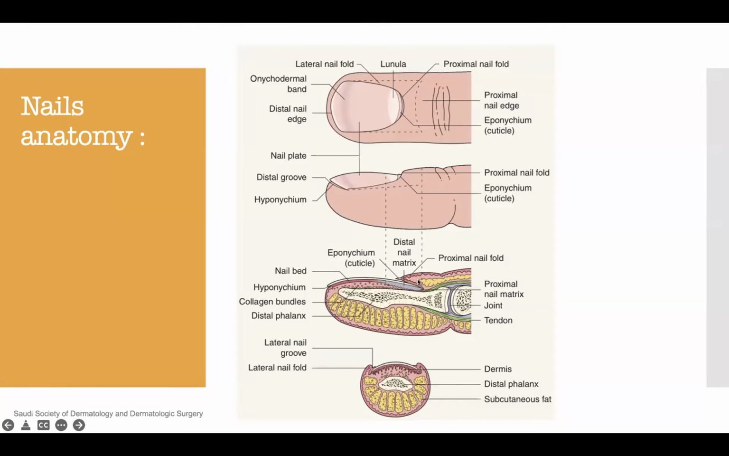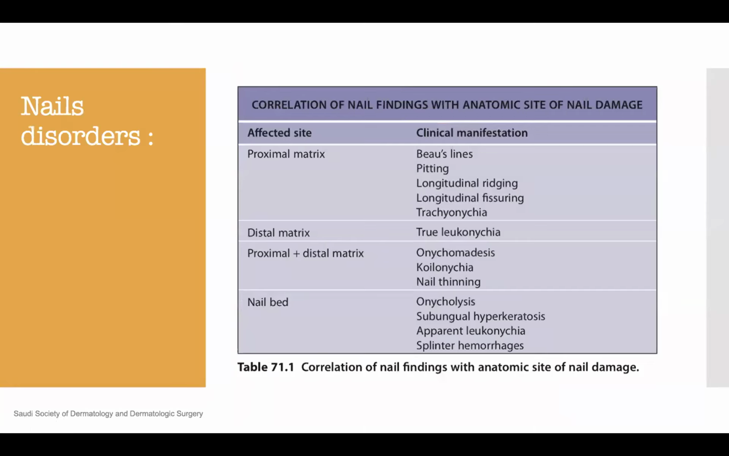Why are we mentioning all of these? Because nail disorders are related to nail anatomy. So, correlation of nail findings with the anatomic site of nail damage. If the proximal matrix is affected, Beau's line, pitting, ridging, and fissuring, trachyonychia are the findings. If the distal nail matrix is affected, we can find true leukonychia. If the proximal and distal, we can find onychomadesis, koilonychia, and nail thinning. And also, if the nail bed is affected, we can find onycholysis, subungual hyperkeratosis, apparent leukonychia, and splinter hemorrhage.